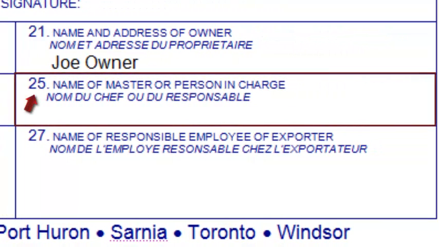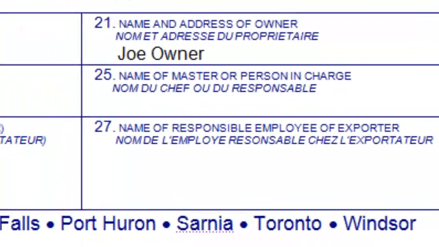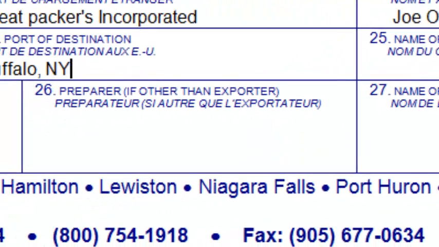Box 25 is the name and master person in charge. This is the driver of the importing conveyance or truck driver. You can leave this blank. Box 26 is the preparer. This is to be filled out if the person or company handling the transport of goods is different from Box 1. Otherwise, leave it blank.